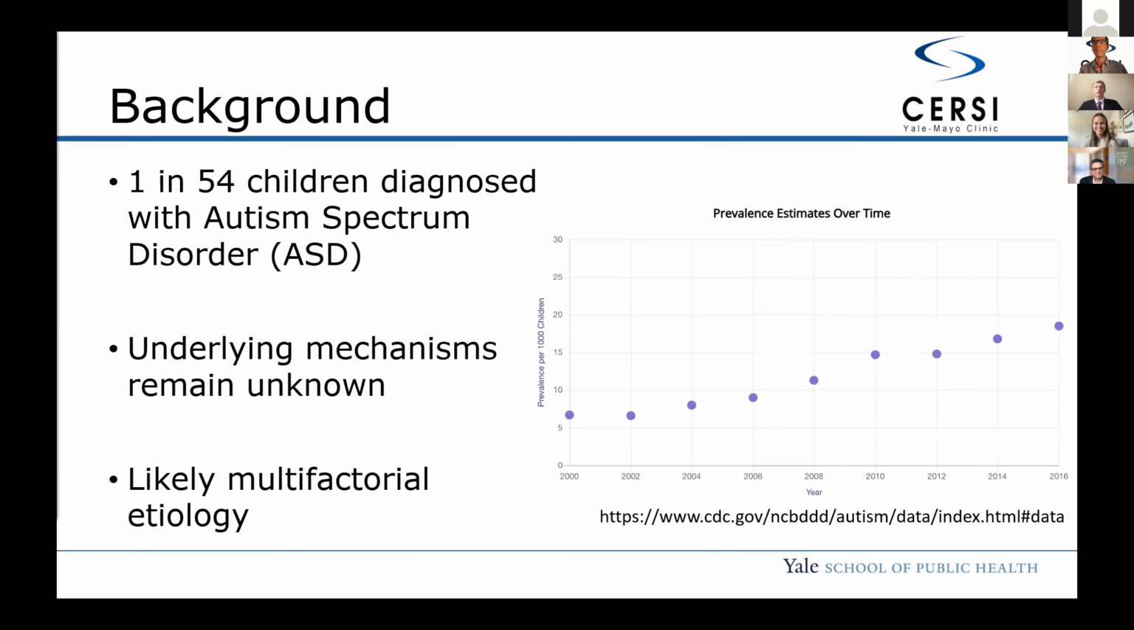Thank you. So according to the CDC, 1 in 54 children born in the US in 2008 have been diagnosed with autism spectrum disorder, or ASD. This is a clear public health issue. And as you can see, the prevalence of autism has been increasing over recent decades. In fact, we can see in the graph to the right from the CDC that the prevalence of autism has almost tripled over the past 16 years. Still, the underlying mechanisms for autism are so far unknown, with a likely complex and multifactorial etiology. Next slide, please.